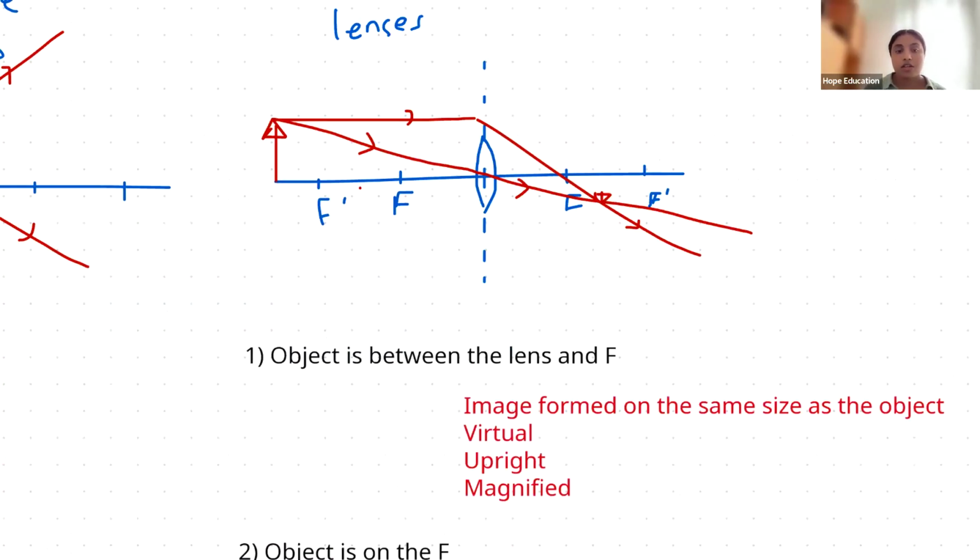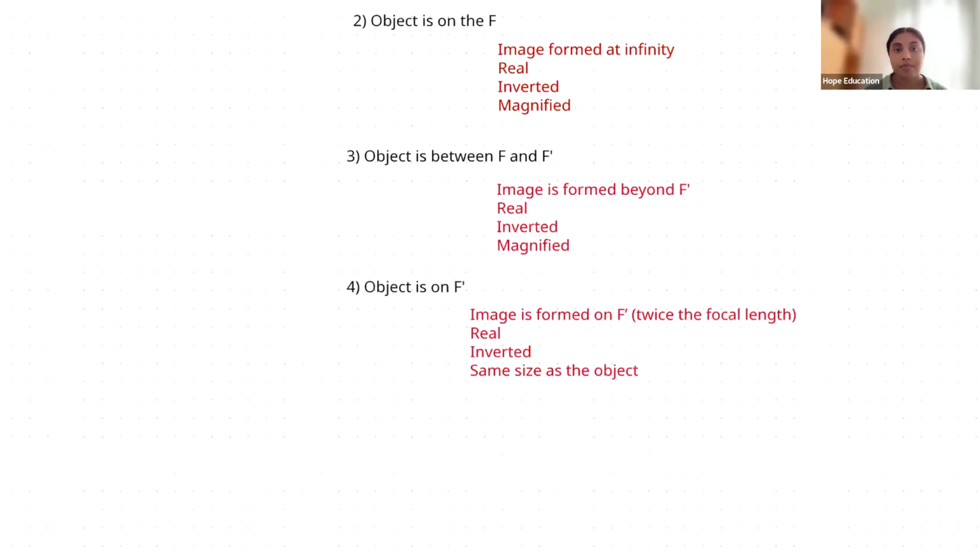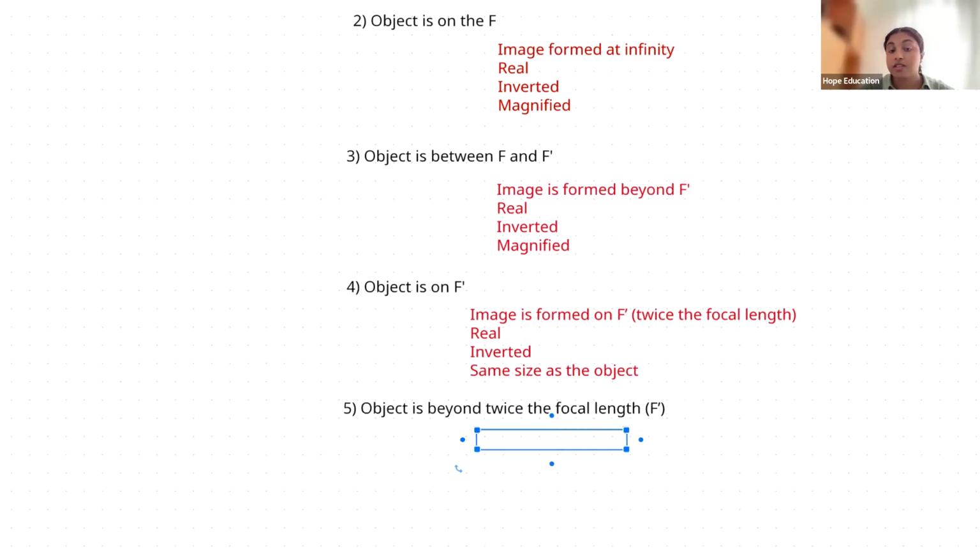Okay. So in the fourth ray diagram, when the object is beyond twice the focal length, which is f dash, what are the properties of the image? Image is formed between f and f dash. It is a real, inverted, and diminished image. It's smaller than the object.